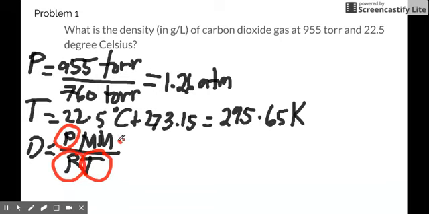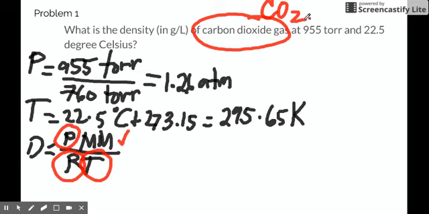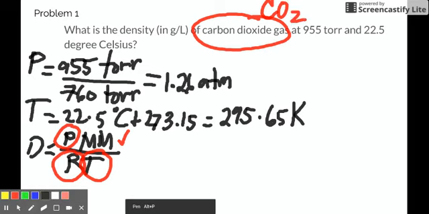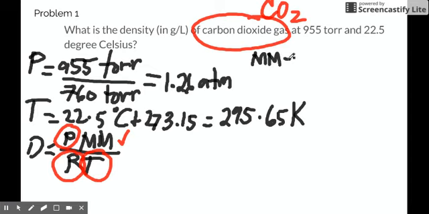What else do we need? We lack molar mass, but we know it's carbon dioxide gas, which is CO2. Now you look at your periodic table. Looking at the periodic table, you have one carbon and two oxygen. Adding the masses of one carbon and two oxygen, we will get the molar mass of carbon dioxide to be 44.01 grams per mole.